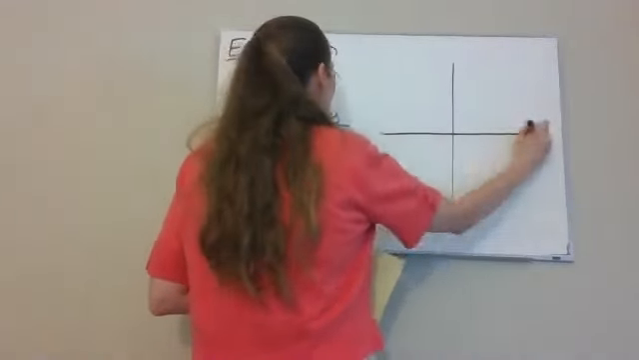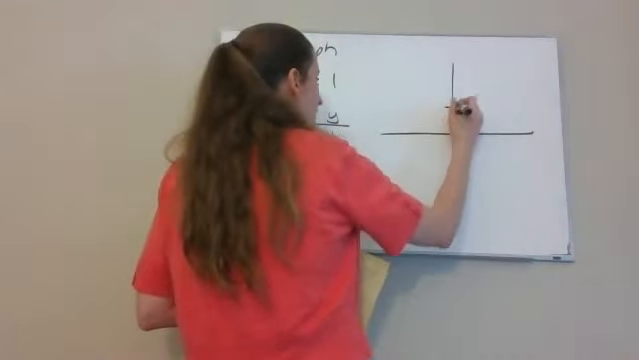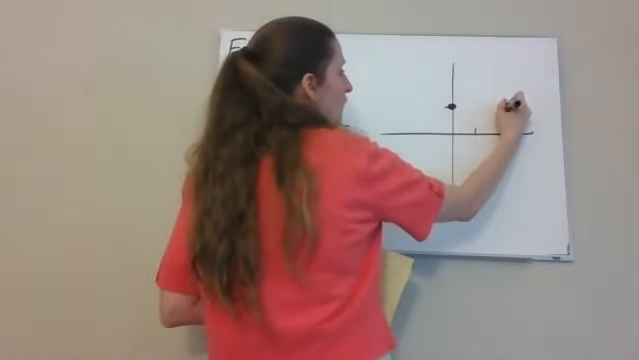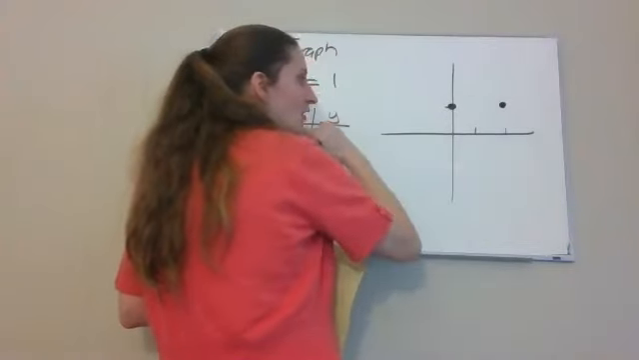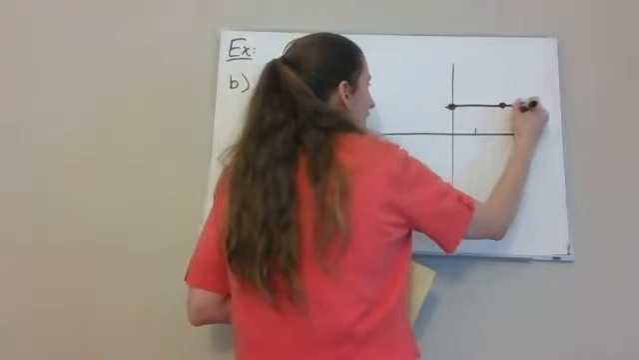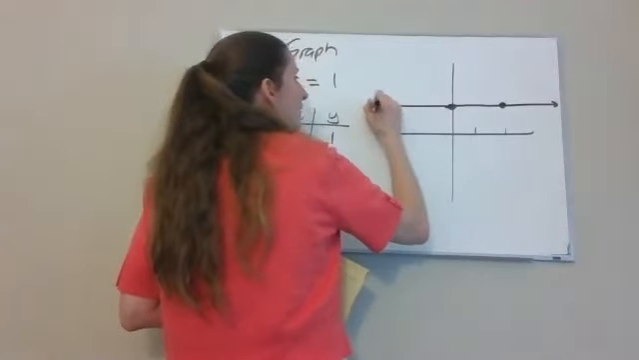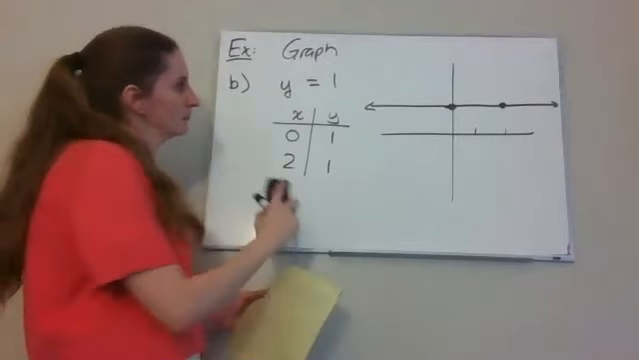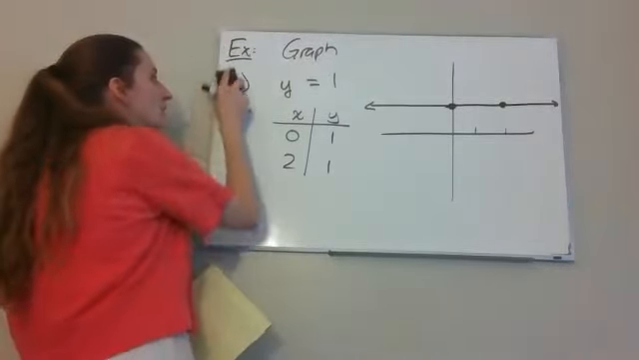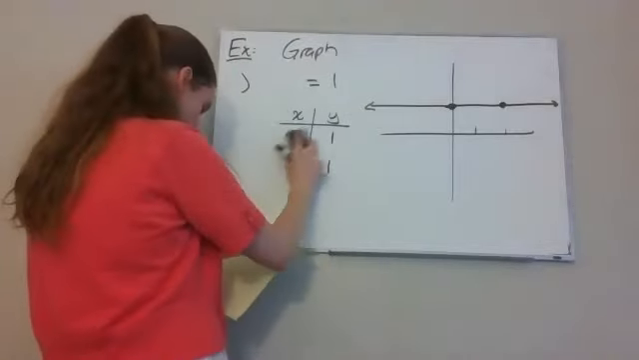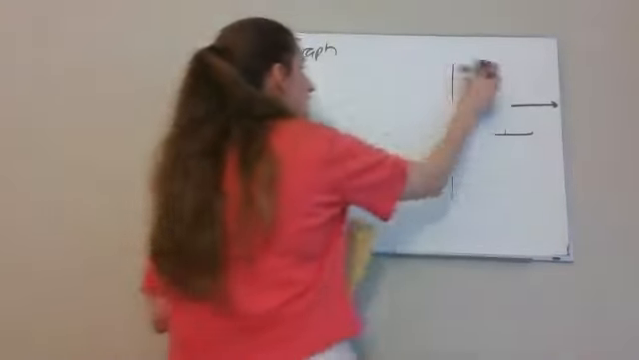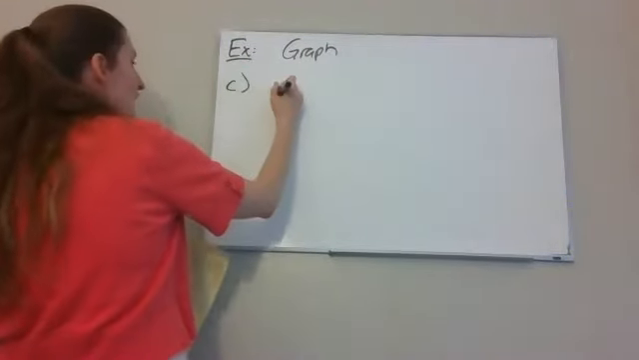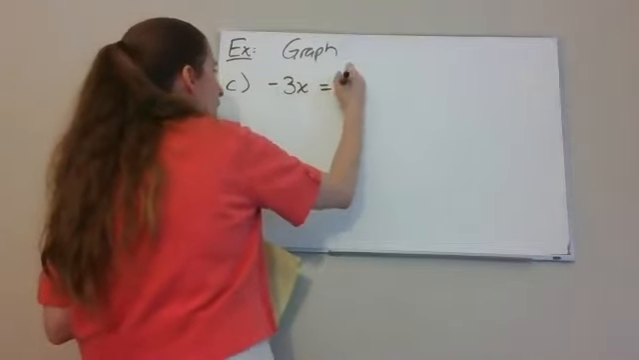When I graph this linear equation, here's (0, 1). There's (2, 1). No matter what values I chose for x, when I graph this, I'm going to get a straight horizontal line. Last example for now. Let's graph negative 3x equals 12.